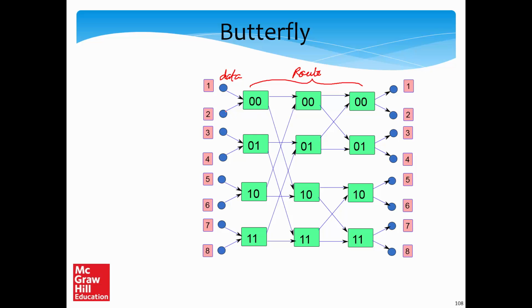So the first thing is that we transfer the data. Assume that 4 wants to send a message to 7.